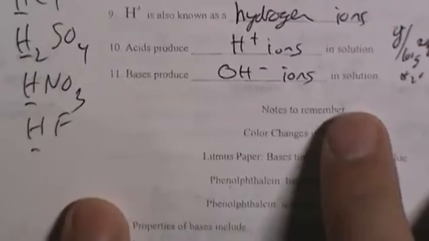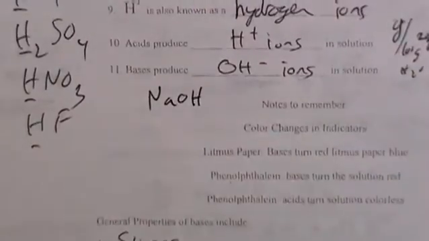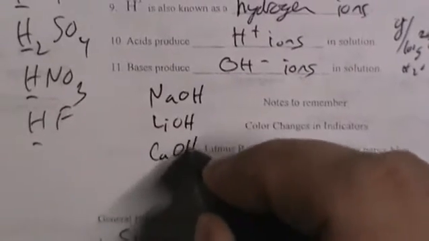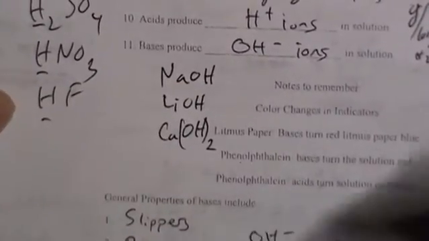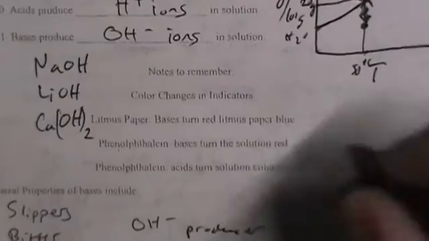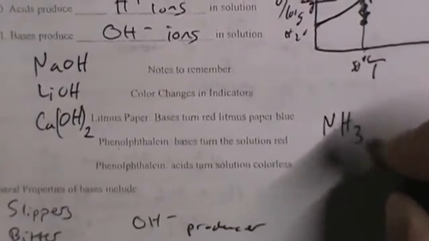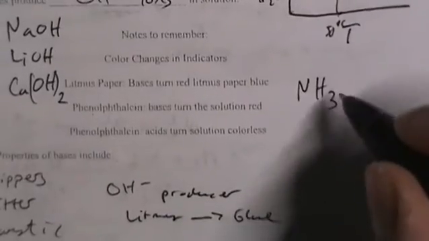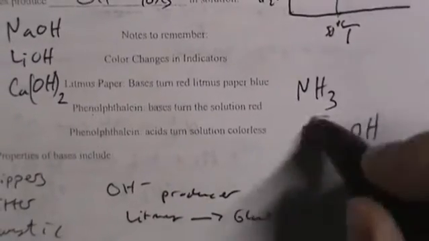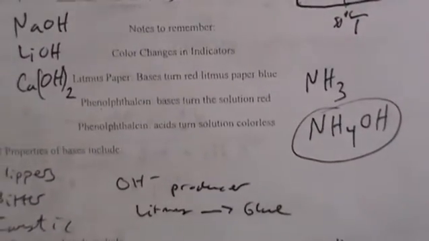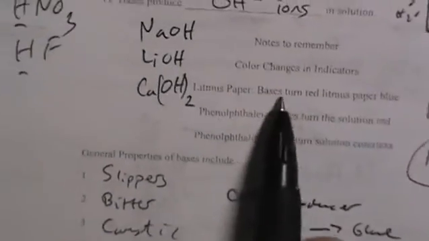Bases do the opposite. They will produce hydroxide ions in solution. So bases are things like sodium hydroxide, lithium hydroxide, calcium hydroxide, all sorts of things. Magnesium hydroxide. Now there is one base that does not look like a base according to this rule, and it is ammonia. But ammonia, when dissolved in water, actually forms ammonium hydroxide, which is why it acts like a base. Just some things to remember.